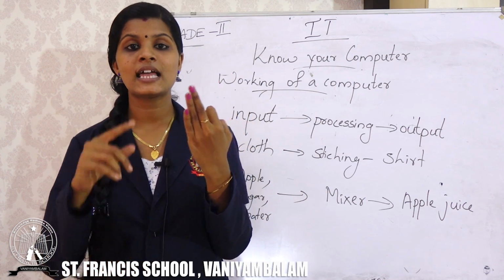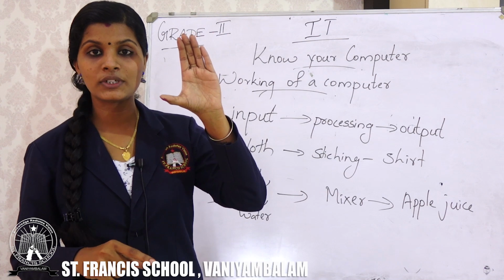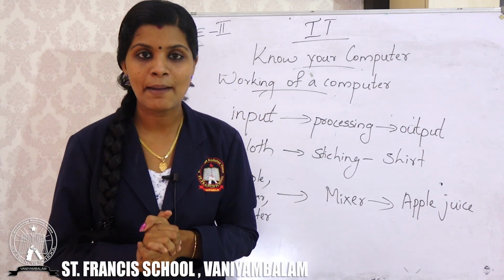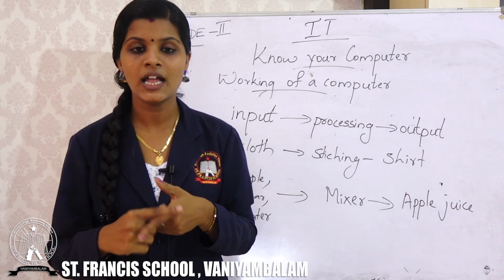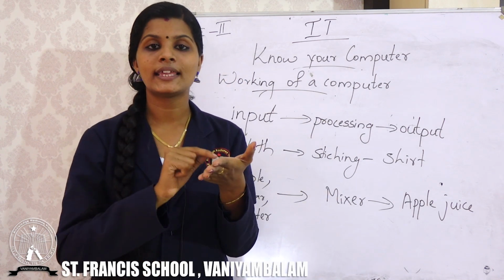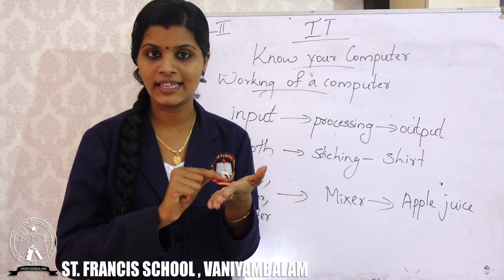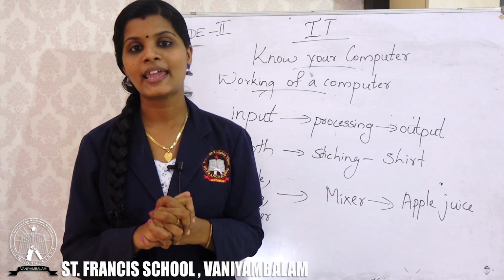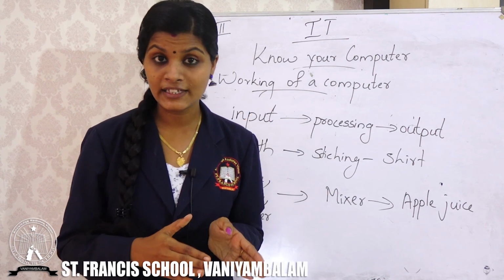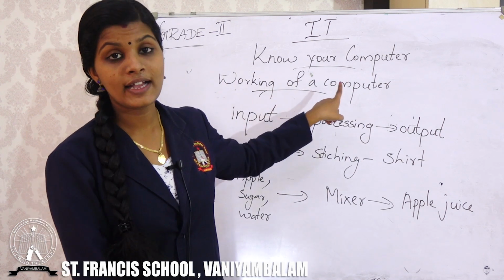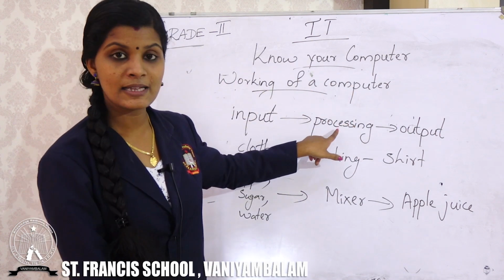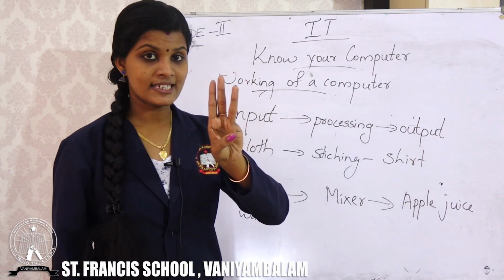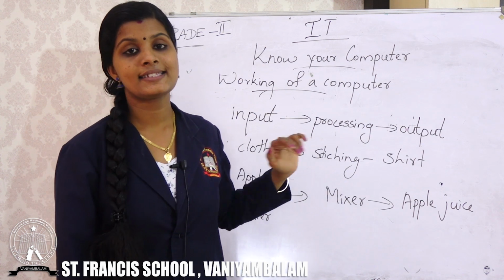And the third one is palm top. You can keep that computer in our palm. And what is the last one? Tablet. Tablet means a touch screen computer, and using our fingers we can touch on the screen, then we can work very easily. These are the 4 types of computer we have discussed. After that, we have studied working of a computer. There are 3 steps: input, processing and output. 3 steps, and also we have studied the examples.